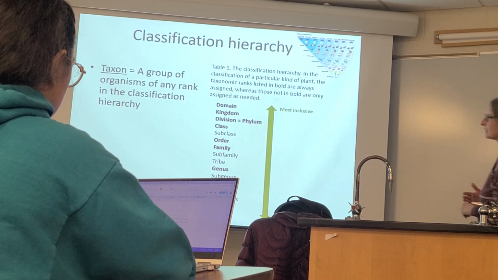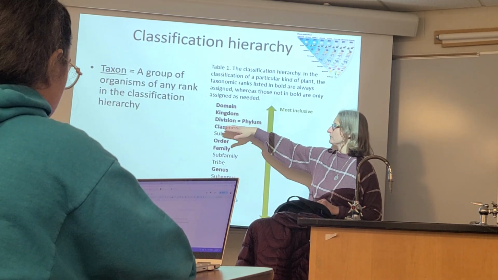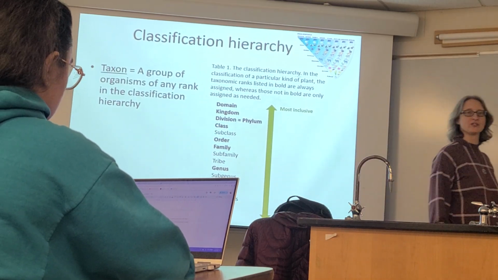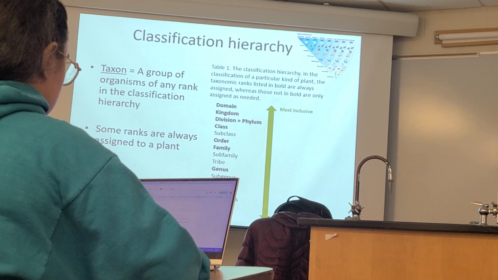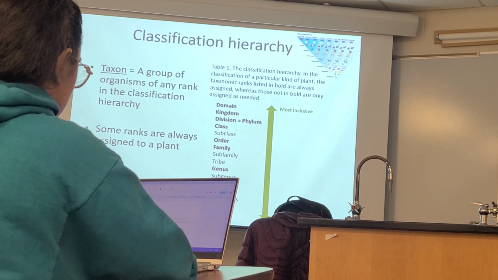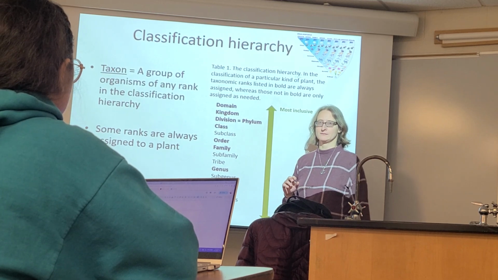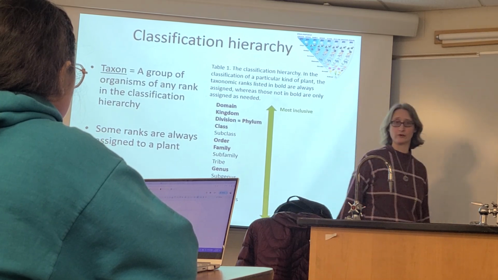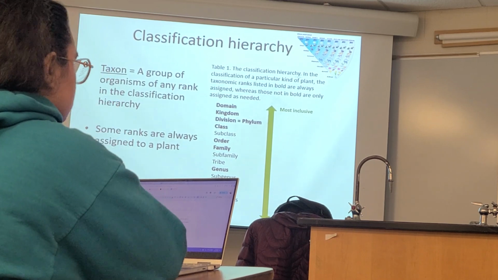But we have specific names or terms that we use for each one of the different taxa. So we've got domain, kingdom, phylum or division, class, order, family, genus, species. You'll notice I have some of these in bold and some of them are not bold. The reason for that is because some ranks, the ones that are in bold, are always assigned to a plant. Every plant out there has a species, a genus, a family, order, class, division, kingdom, and domain. Not every plant, though, has a subspecies or a variety or a subgenus or so on and so forth. So the only ones I want you to memorize are the ones that are bolded. Know the ones that are bolded and know the order.